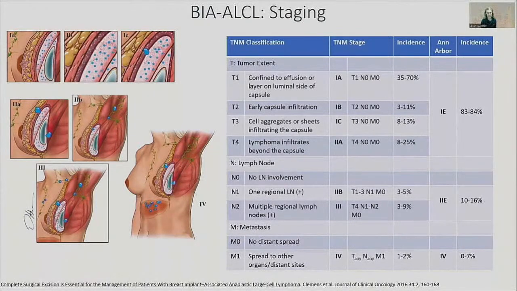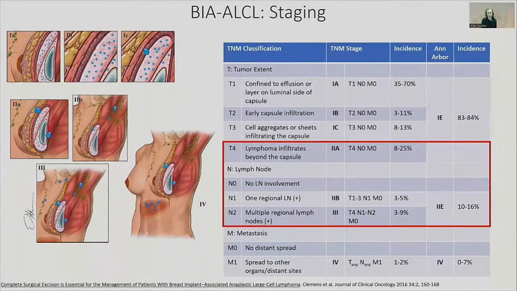So you can see in this TNM classification, the patients that a radiation oncologist would be more focused on, because we may play more of a role, are those patients with T4 disease, where we have lymphoma infiltrating beyond the capsule, or those patients with lymph node involvement. This is the subset of patients that the rest of the talk will be more focused on.